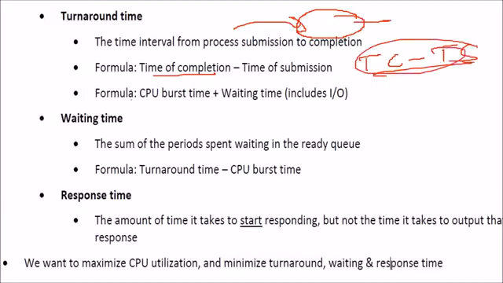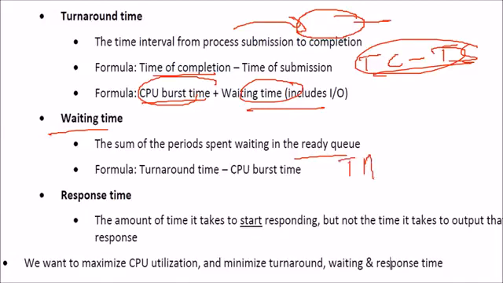And what is the formula? The turnaround time is basically the time it has spent in the CPU, and the time it has spent waiting in the ready queue, or maybe some input output is going on. So CPU burst time plus waiting time is the turnaround time. How about the waiting time? Waiting time is the sum of the periods it spent waiting in the ready queue. So the formula will be the turnaround time minus the CPU burst time.